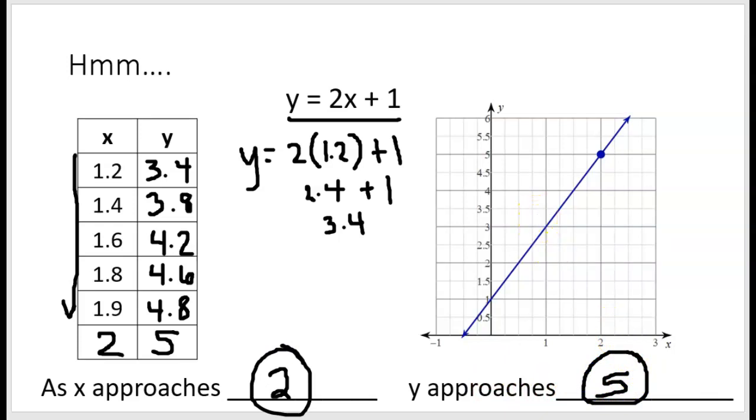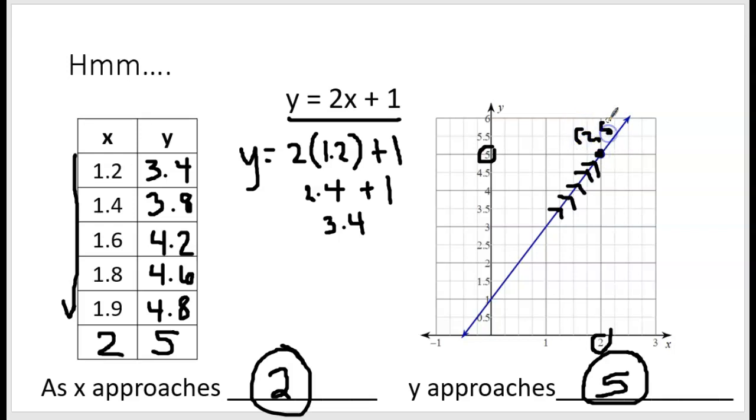Now, let's see what that looks like on a graph really quick. Let's plot these points. 1.2 and 3.4 would probably be right about here-ish. And then 1.4 and 3.8, probably here. And then 1.6 and 4.2 here. And then 1.8 and 4.6, right about here. And then finally 1.9 and 4.8 here. So as you guys can see, as x is moving to the right, closer and closer to a value of 2, the y value is moving up closer and closer to a value of 5. And they're both approaching this point right here, which is what we call 2, 5.